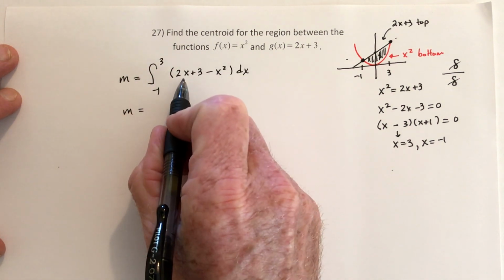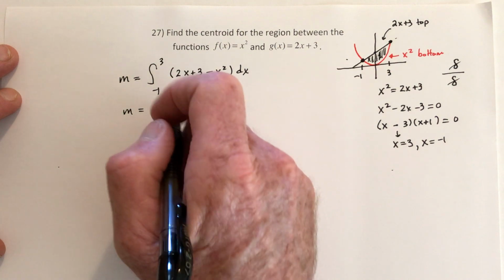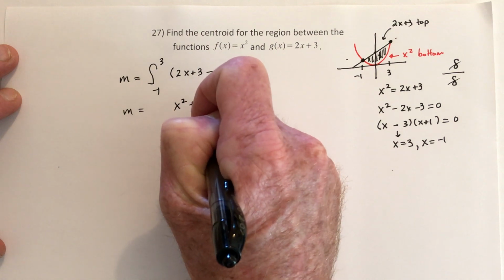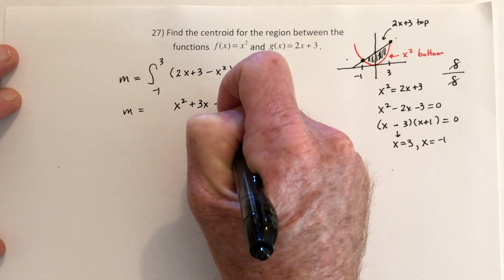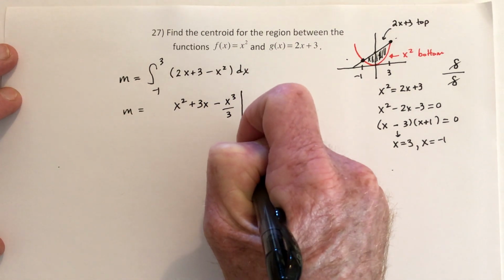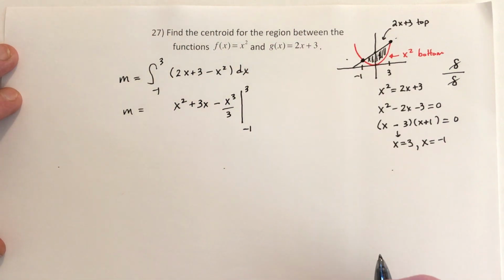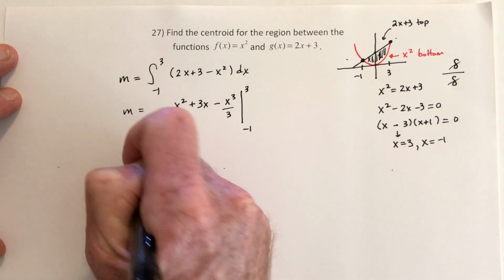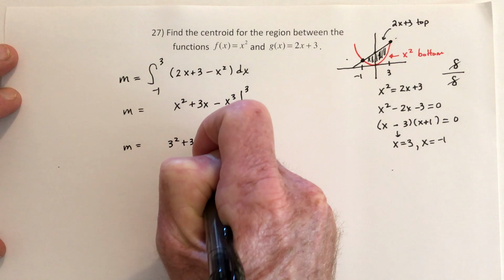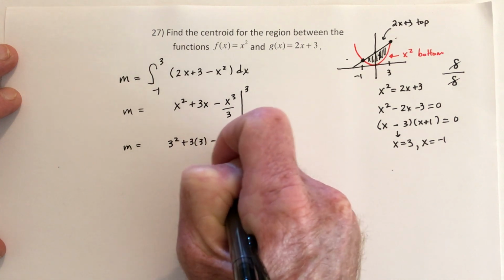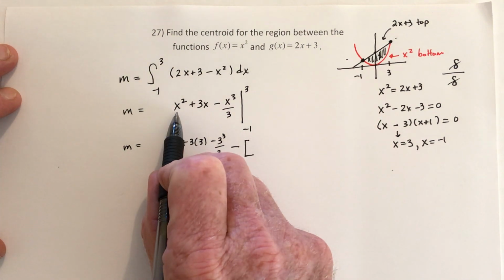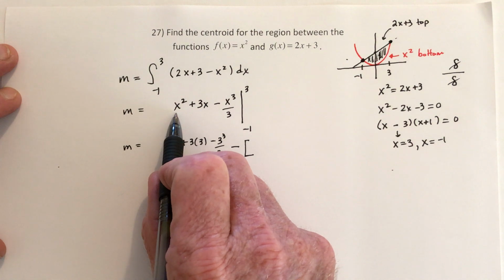So the antiderivative of 2x would be x squared over 2 times 2, which is going to cancel that 2. So the antiderivative is x squared. For the 3, the antiderivative is 3x. And for x squared, the antiderivative is x cubed over 3. And then evaluate from negative 1 to 3. So if I substitute a 3 in there, there's 3 squared plus 3 times 3 minus 3 cubed over 3. And then minus, when you substitute a negative 1, this is going to be negative 1 squared, so that's positive 1.